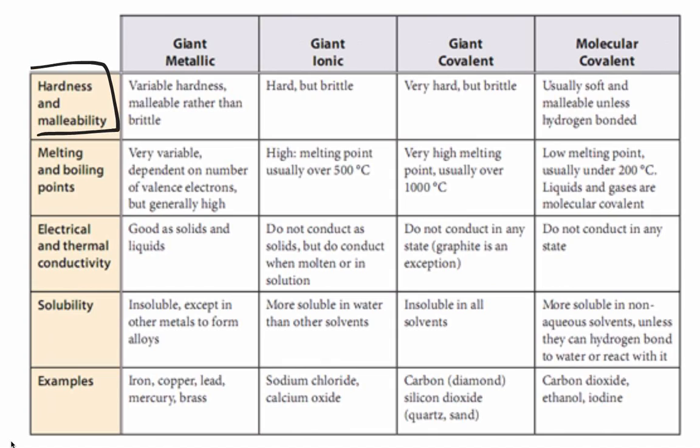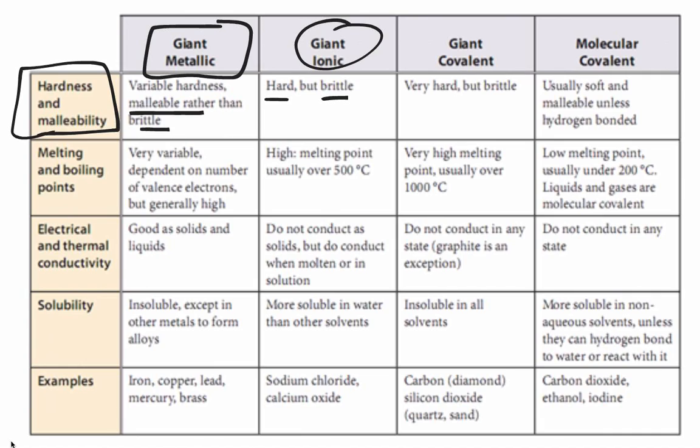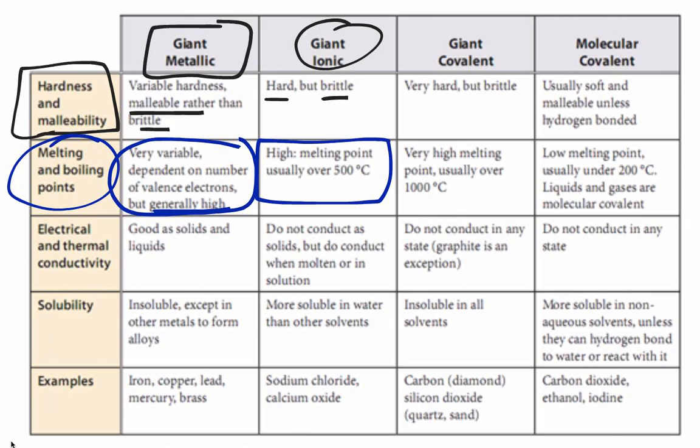So if we look at hardness and malleability, our metallic compounds, which are giant metallic compounds because they are still lattice structures, they're just not rigid lattice structures like ionic compounds. They're hard, but they're malleable rather than brittle. Ionic are going to be hard, but also brittle. If we look at their melting and boiling points, it is very variable for metals, but most are generally high. Now there are exceptions, obviously, like mercury, the big exception that has a lower melting point, but generally metals have strong bonds and really high melting points. Ionic almost always have high melting points here.